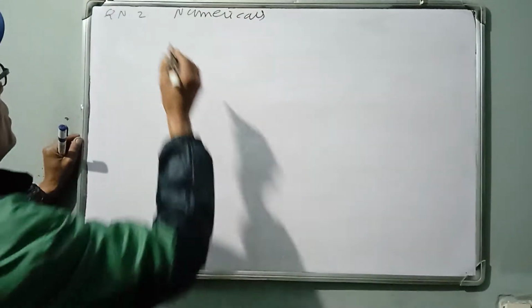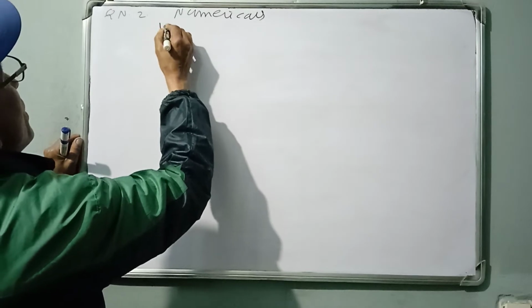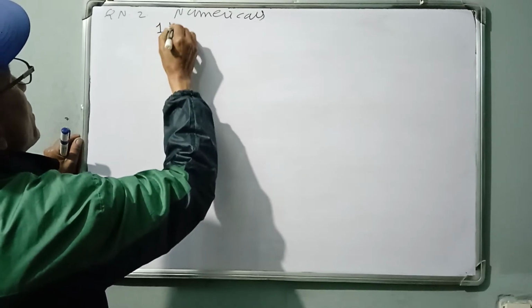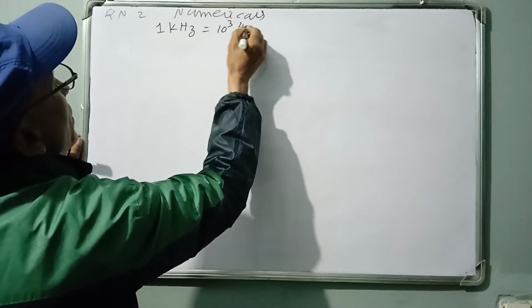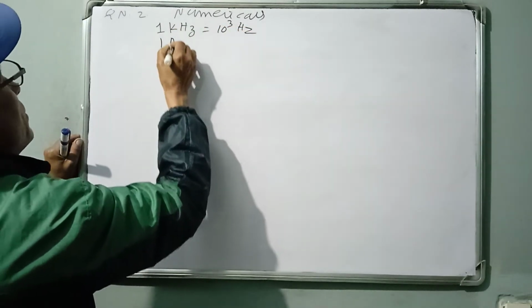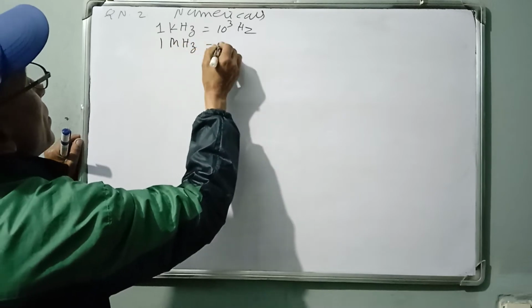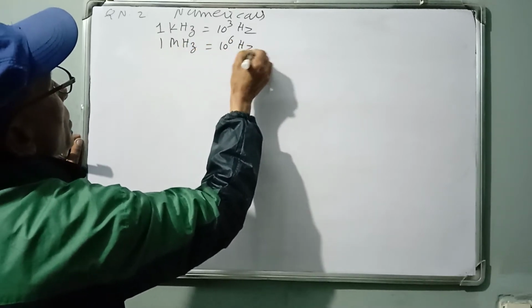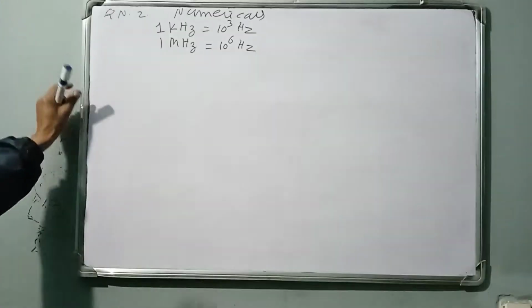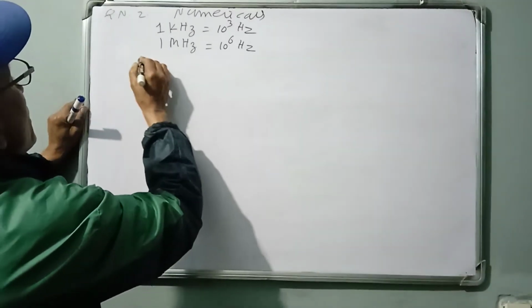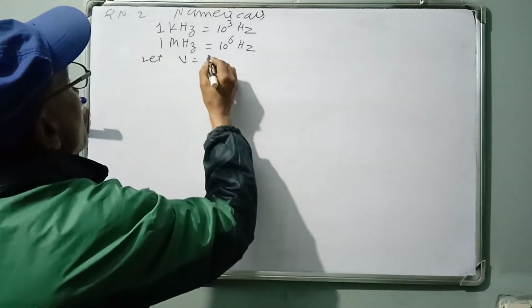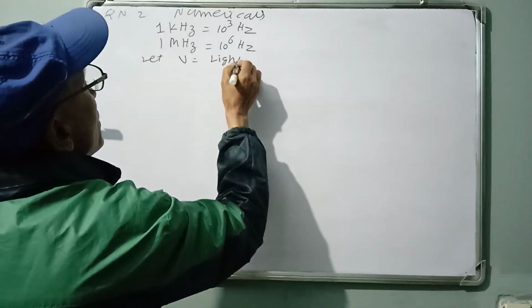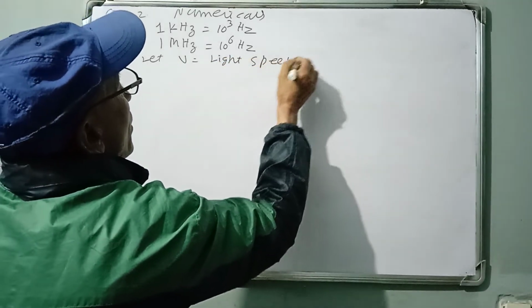Before solving, I'd like to write: 1 kilohertz equals 10 to the power 3 hertz. 1 megahertz equals 10 to the power 6 hertz. Another, let V be the light speed, or say velocity.